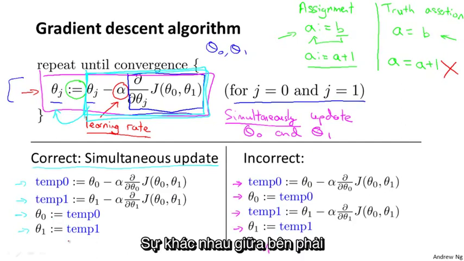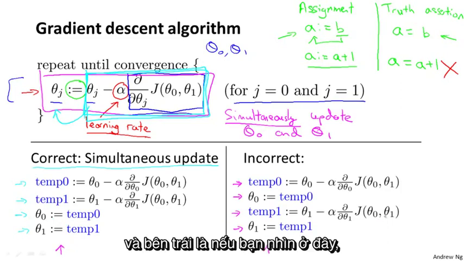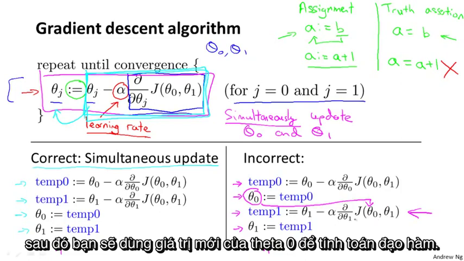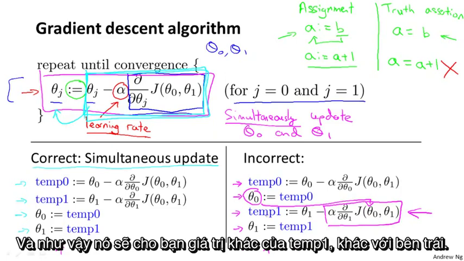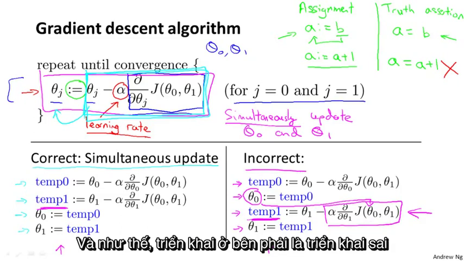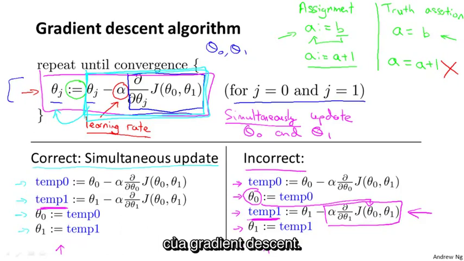The difference between the right-hand side and the left-hand side implementations is that if you look down here, at this step, by this time you've already updated theta 0, so you would be using the new value of theta 0 to compute this derivative term. And so this gives you a different value of temp 1 than the left-hand side, right? Because you've now plugged in the new value of theta 0 into this equation. And so this on the right-hand side is not a correct implementation of gradient descent.